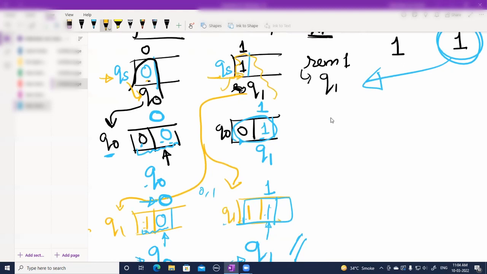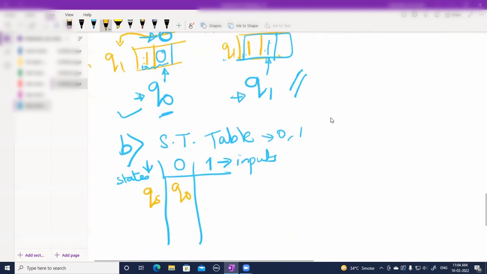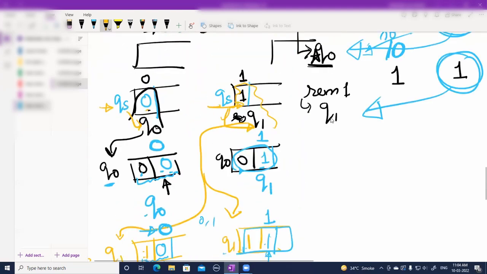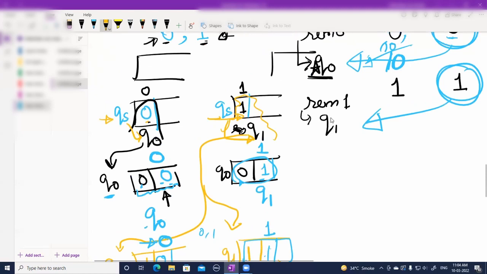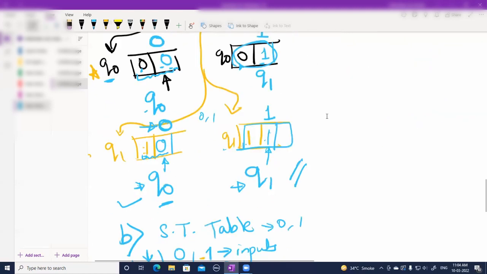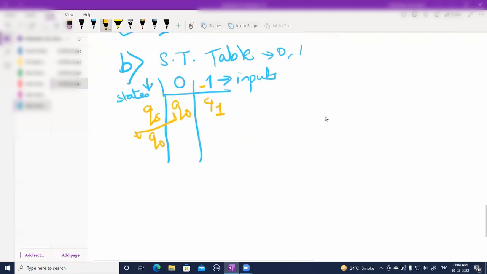Then QS with the next bit 1, where is it going? It is going to Q1. Now this Q0 will become the resultant state. So we'll write Q0, and as Q0 is the final state according to our requirement, we have to put an asterisk here.